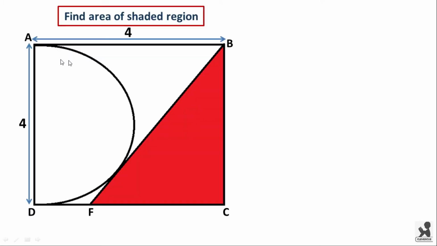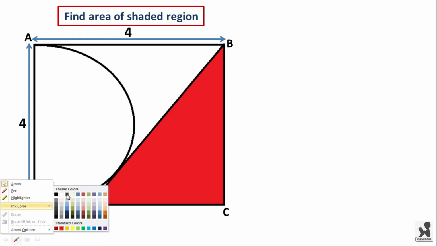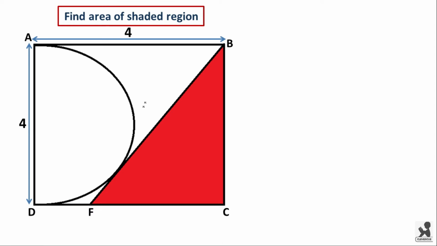In this video, we are going to see a solution for this small question. Here, a square is given, a square ABCD, and a semicircle is inscribed in this square. And now, a tangent from point B is drawn to the circle, which intersects the square at point F. And we are asked to find the area of the shaded region. Let us see how we can solve this question.